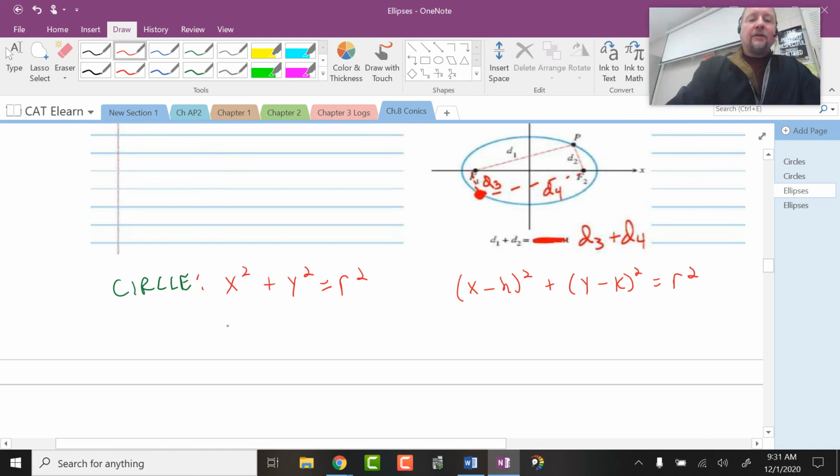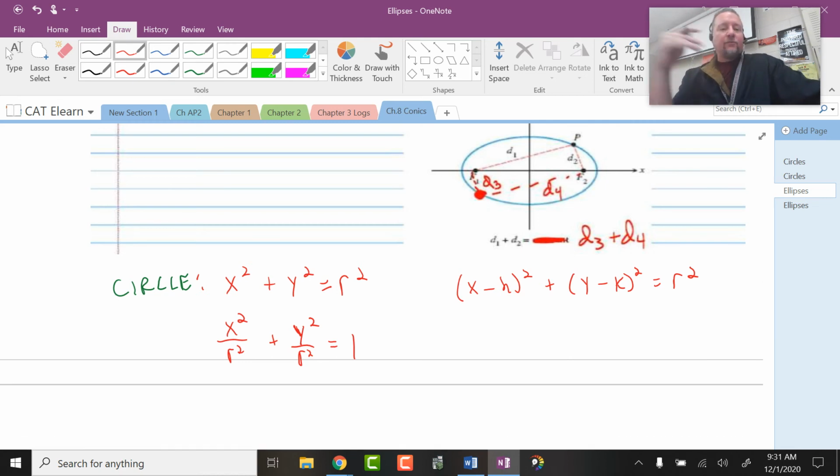Hey, just imagine if I did this. I do this every year, and I think those that are really in tune with what's going on in here can be helped on how easy an ellipse is. If I just decided to divide both sides by r squared, I think everyone should understand then this equation would just change to x squared over r squared plus y squared over r squared equals 1.